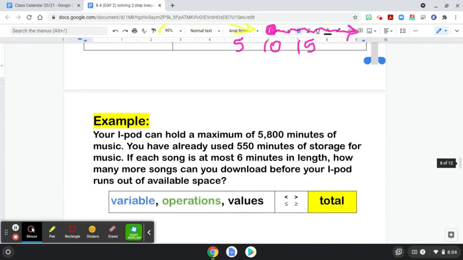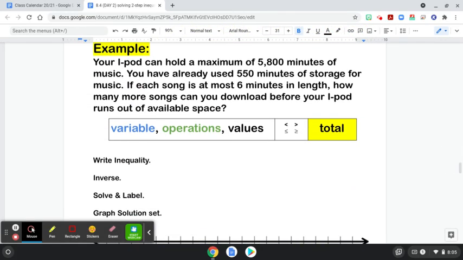Feeling pretty successful with solving and simplifying your inequalities? Now it's time for some real world help. So when we're working with a real world example here, remember our total is going to be on one side of the inequality, and it's easiest to put it on the right. That way we don't have to flip the whole thing around and reverse our symbol.